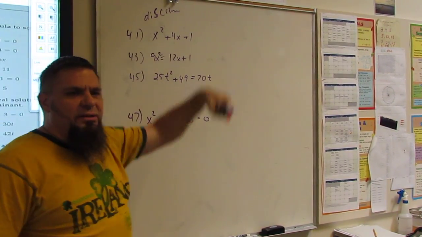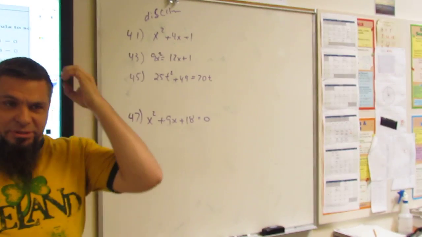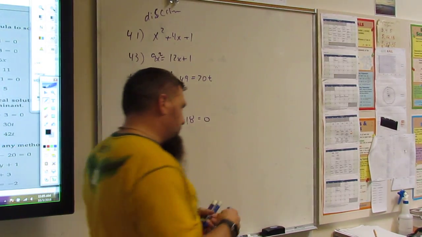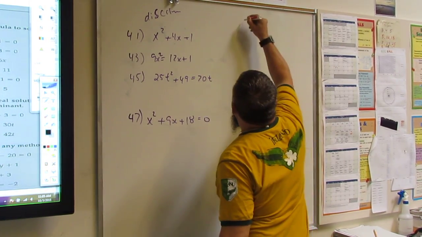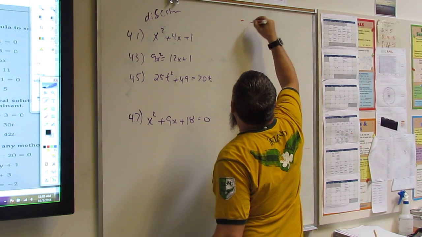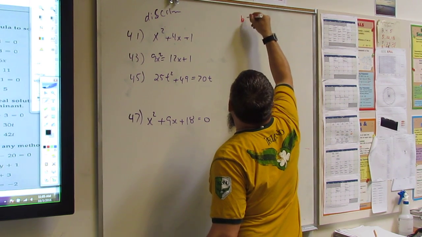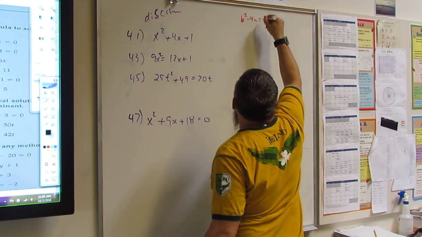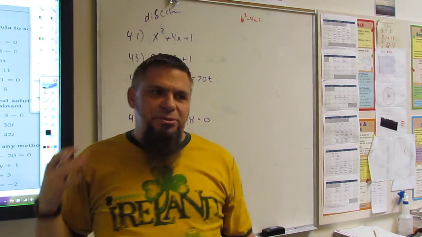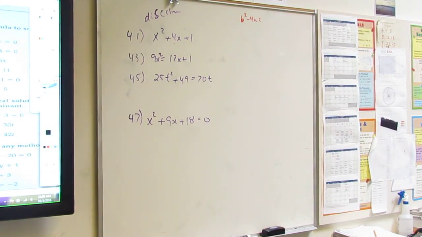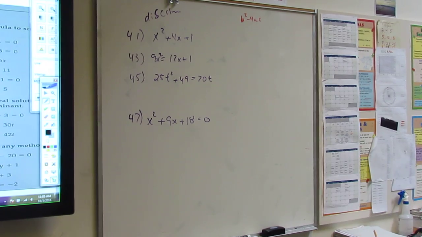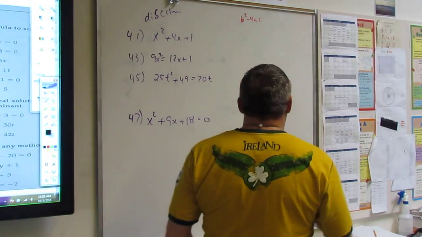The discriminant. Does anyone know or remember the discriminant? Discriminant. B squared minus 4AC. Why is that the discriminant? It's under the square root.